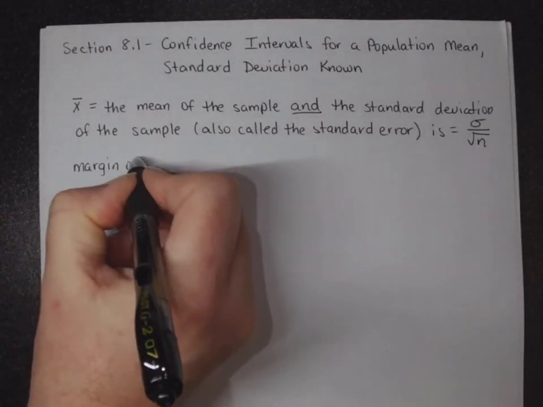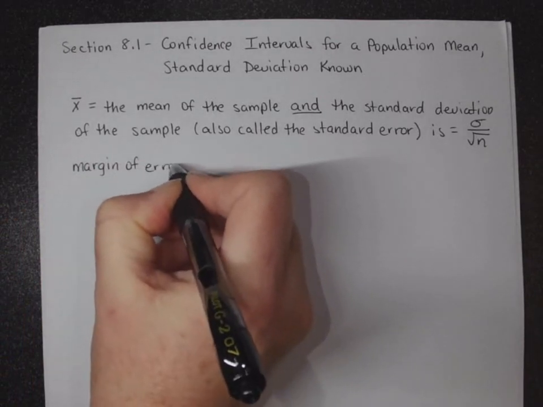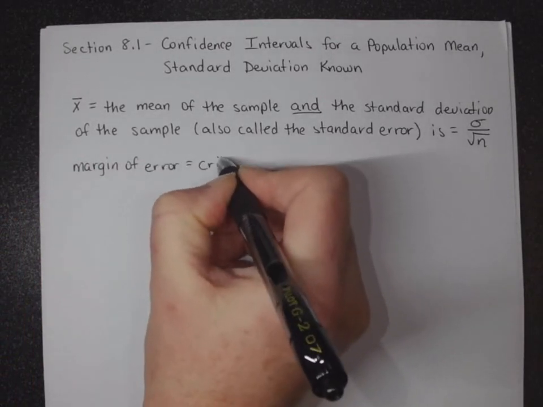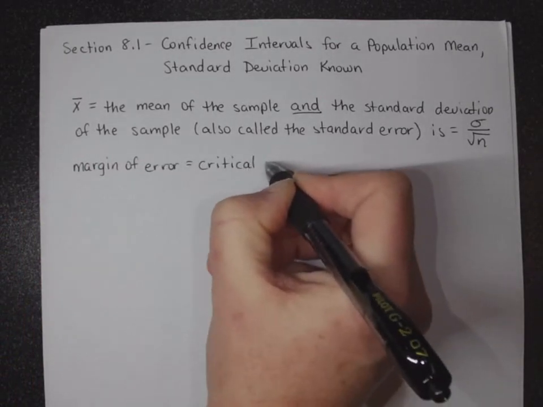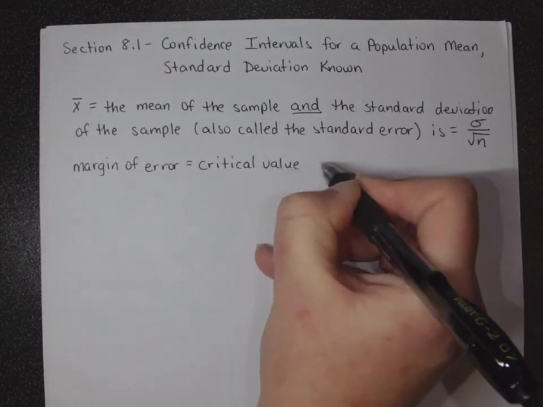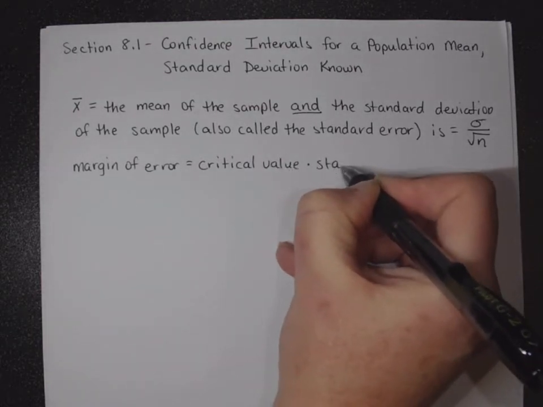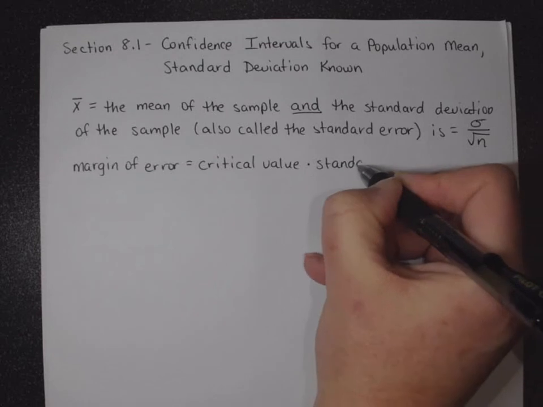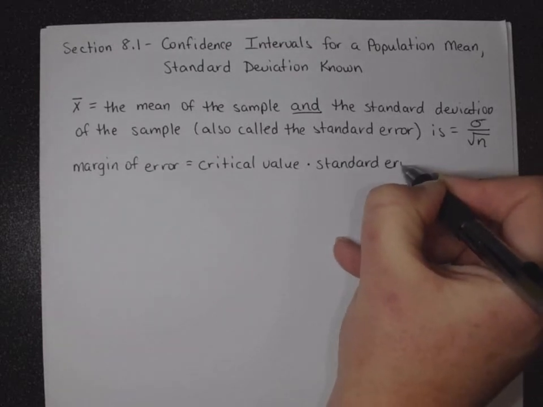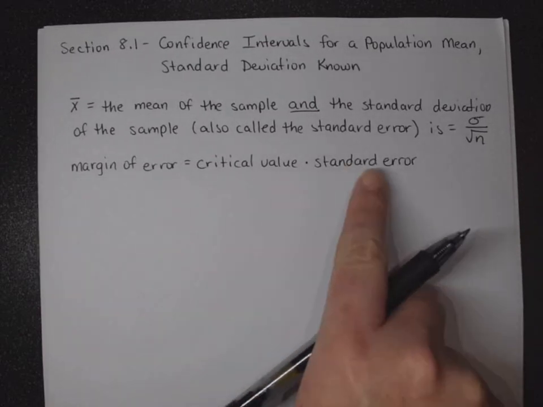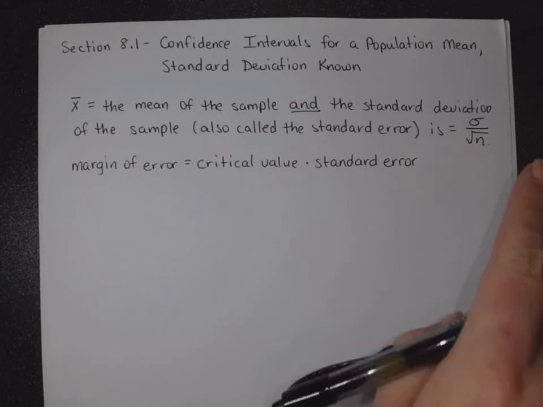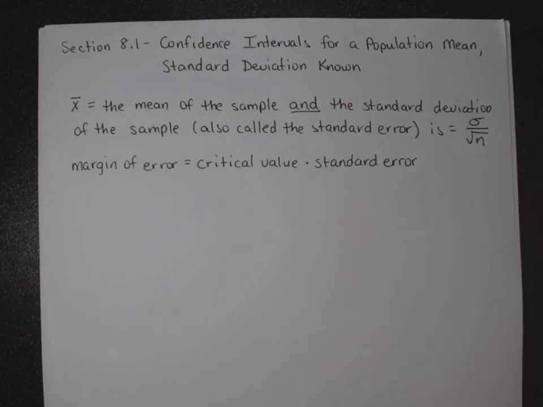And then we're also going to look at something called the margin of error, and that is going to be some critical value times the standard error, what we just talked about. Okay, so it'll be a critical value times this formula right here, this sigma over the square root of n.